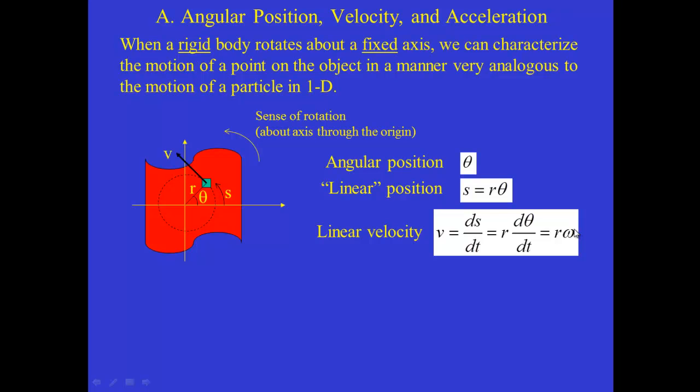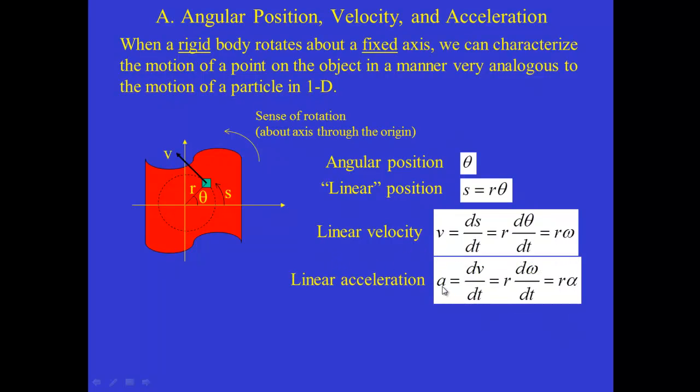Now, please don't think of this as w. I hear people say that sometimes. That's not a w, it's omega. And so we will talk about it in that sense. We can go one step further and calculate the acceleration by taking the time derivative of the velocity. So the linear acceleration, a, is dv/dt. Well, v is r omega.